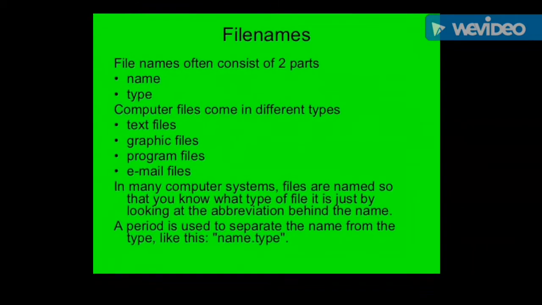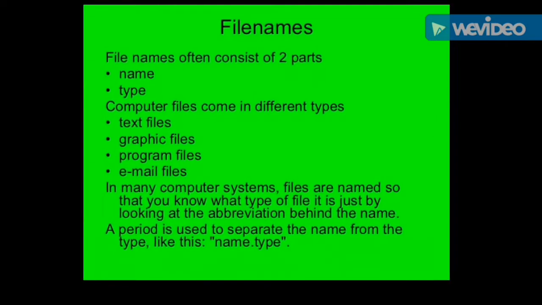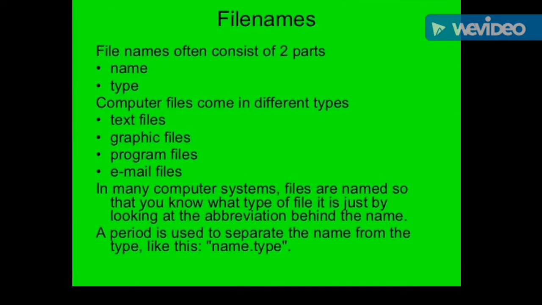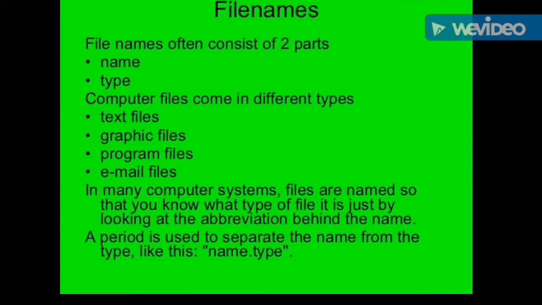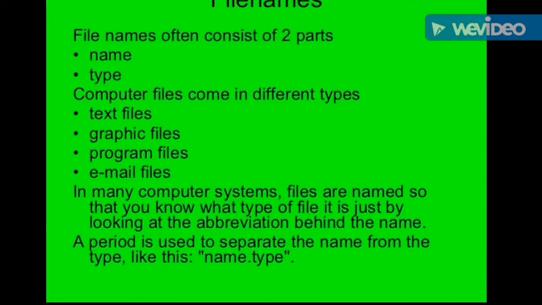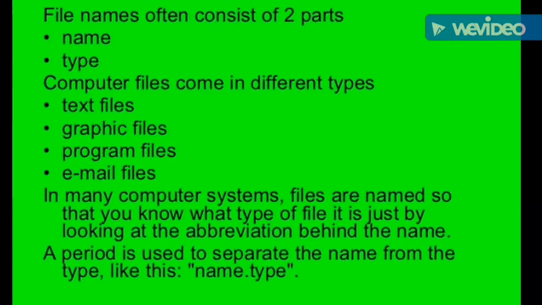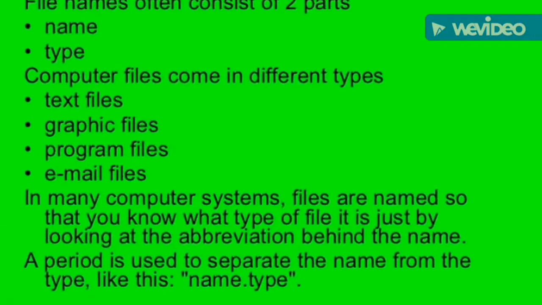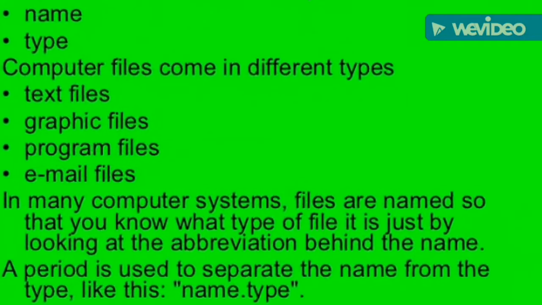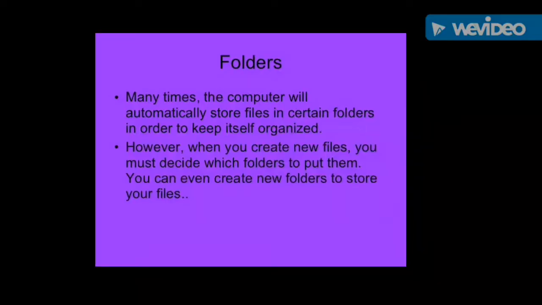A file name often consists of two parts. The first one is the name of a file, the second one is the type. And computer files come in different types like text files, graphics files, program files, email files. In many computer systems, files are named so that you can know what type of file it is.